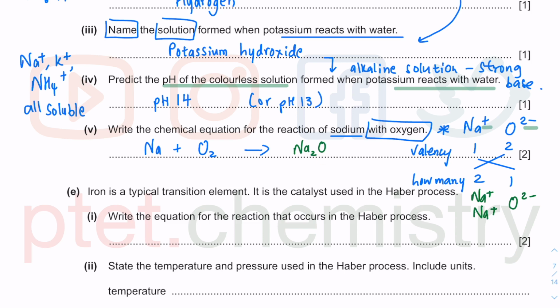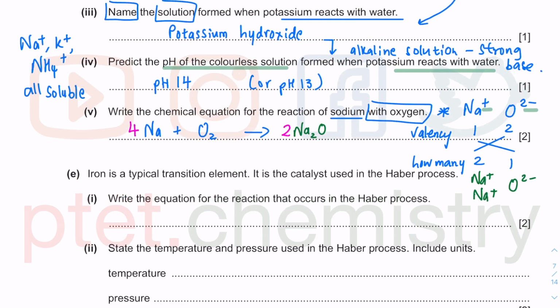Of course, we must balance our equation. There are 2 oxygen atoms, there is only 1 oxygen atom, so we put a 2 in front. And having done that, we have 4 sodium, so we put 4 sodium in front.